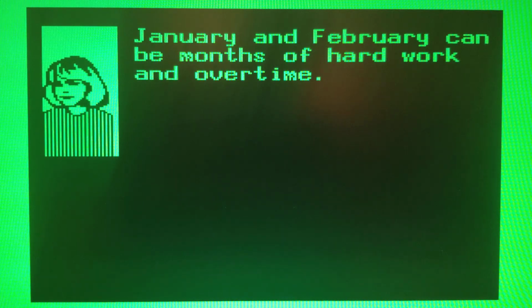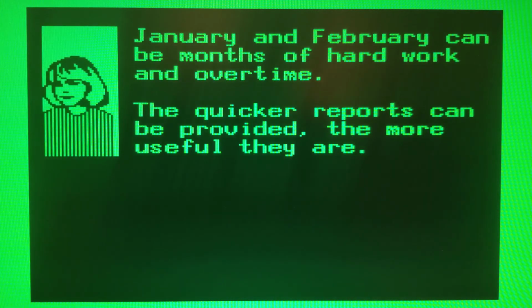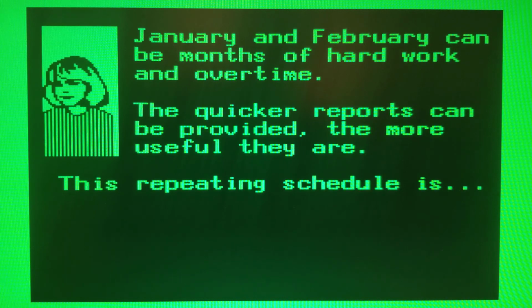Accountants may take summer vacations like everyone, but if their organization's fiscal year ends on December 31st, January and even February can be months of hard work and overtime. The quicker the reports can be provided to management, the more useful they are. What is this periodically repeating schedule of accounting procedures called?